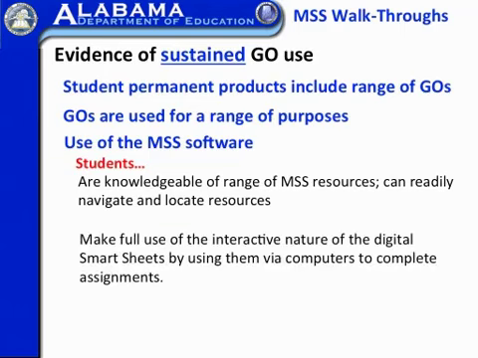Likewise, we like to see full use of the interactive nature of the digital Smartsheets by using them via computers to complete assignments. In other words, it's one thing to print out a bunch of blackline masters of the Smartsheets and have students write on them and so forth, but in today's world, they really need to be using the technology to complete those assignments. And so it is quite possible to use all of the resources in the Make Sense toolkit and have it be paperless.